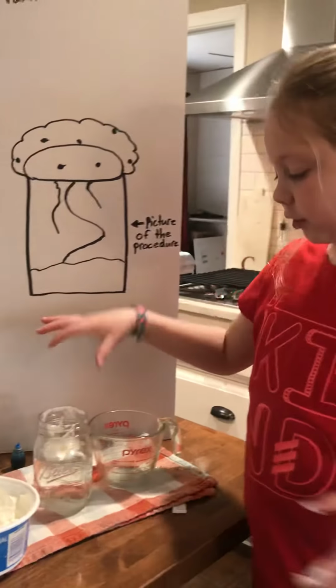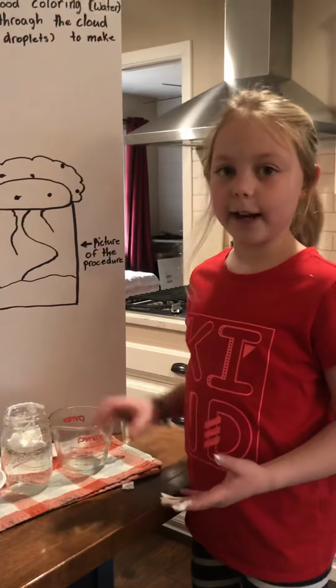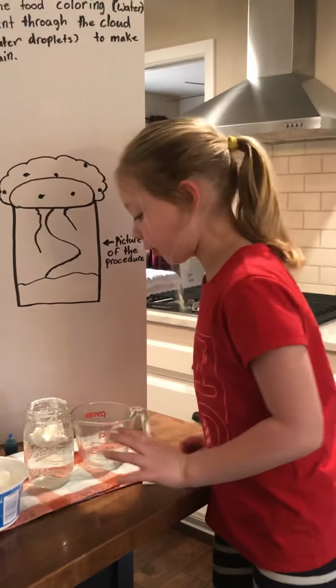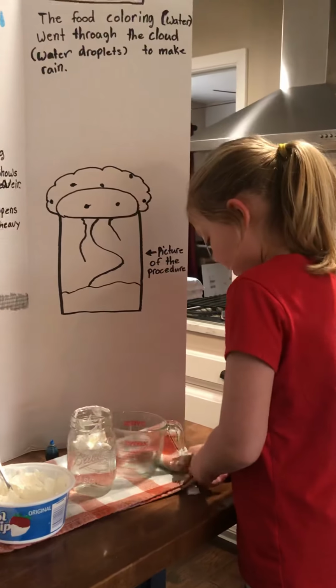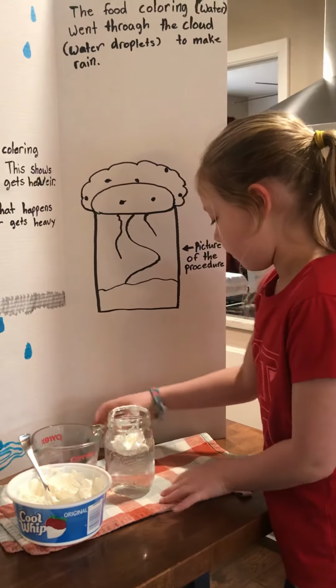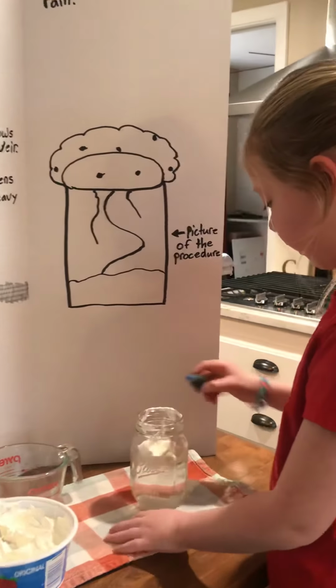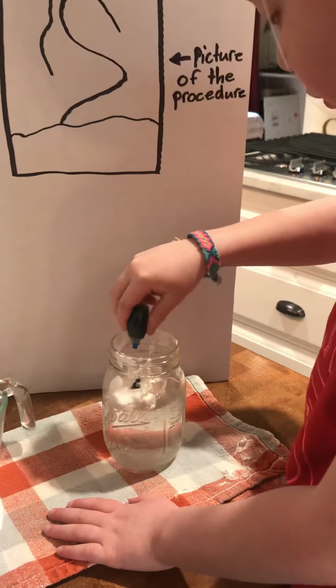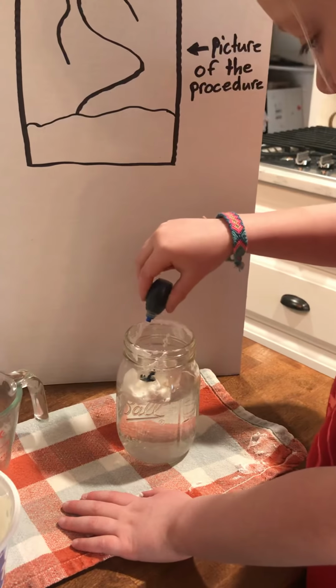That means the food coloring is gonna go through the cloud. But if the whole thing's just cloud, it won't go through. It's gonna have to tilt through on the sides. So then we can open our food coloring, and then we can just pour a few droplets in.